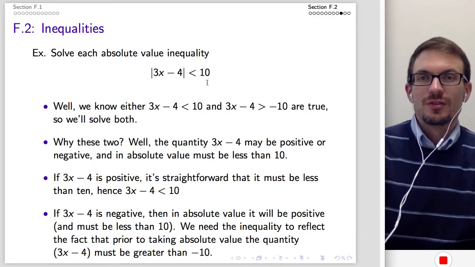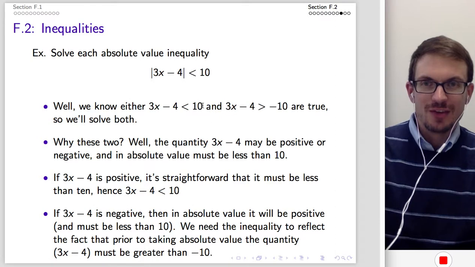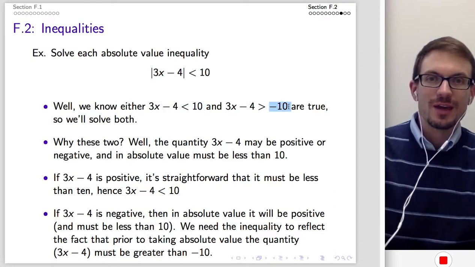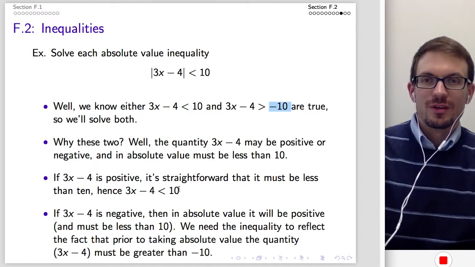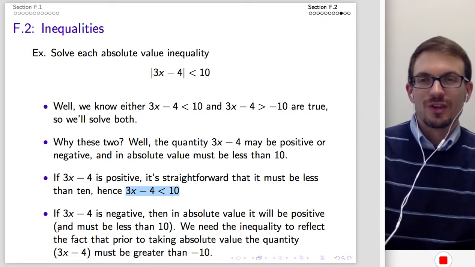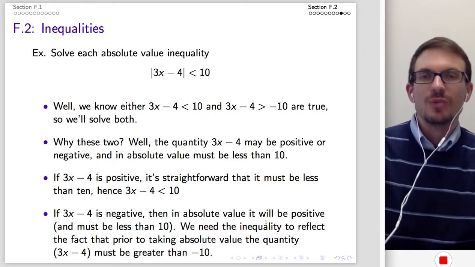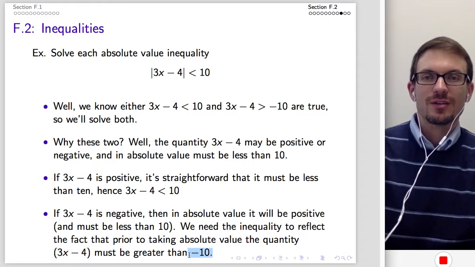All right, let's solve this inequality. We know either this is positive and then less than 10 as written, or this here is negative, but then it has to be bigger than negative 10. We'll solve these. So here's just the explanation. If 3x minus 4 is negative, in absolute value it would be positive and must be less than 10. We need the inequality to reflect the fact that prior to taking absolute value, the quantity 3x minus 4 must be greater than negative 10.